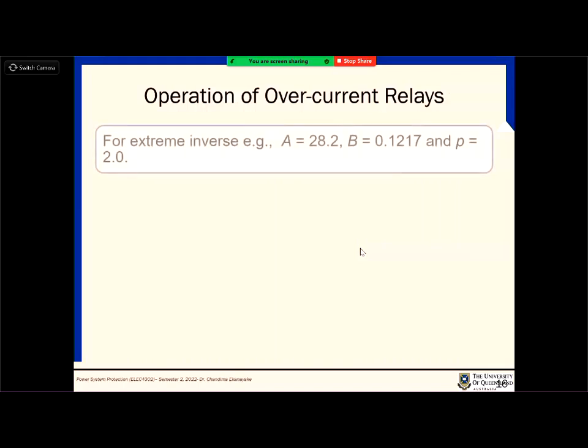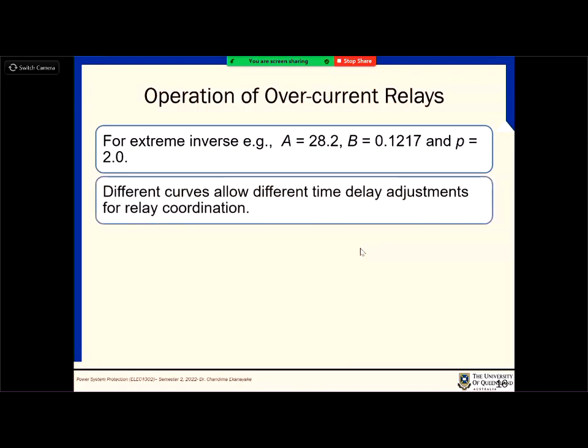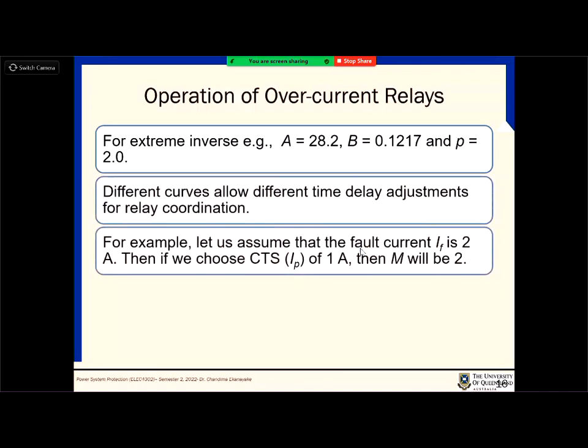So for example, we will see the extreme inverse case, where A, B, and P are defined as 28.2, 0.1217, and 2 respectively. These are the given values for the extreme inverse curve. As I explained, these different curves have different time dial adjustments that you need to use for relay coordination when you are coordinating the relays. I will come to what coordinating means in the next part of the lecture.